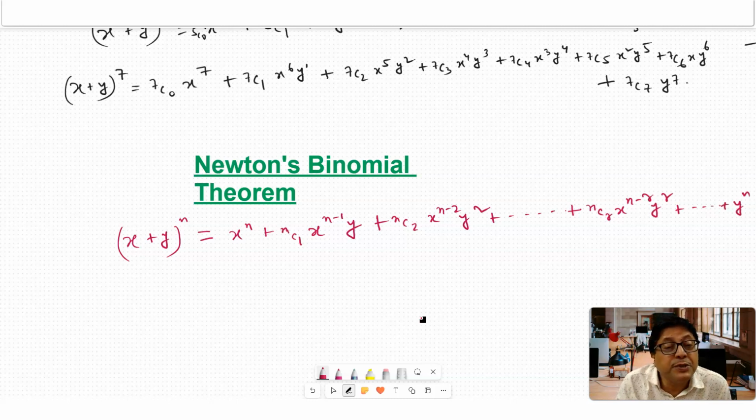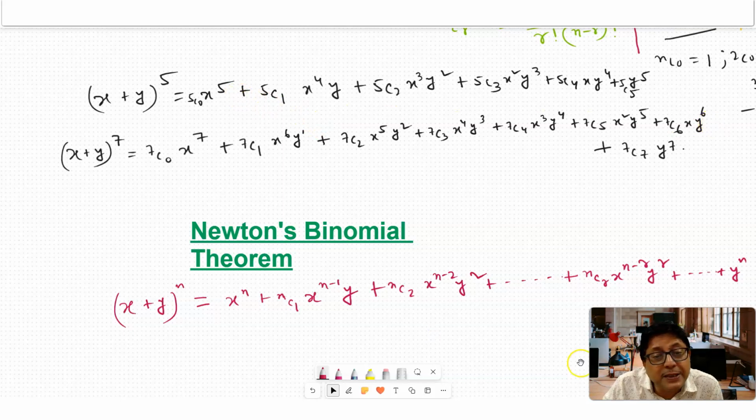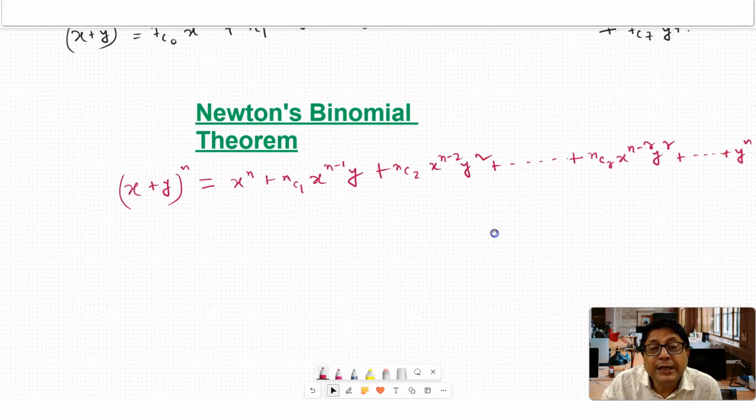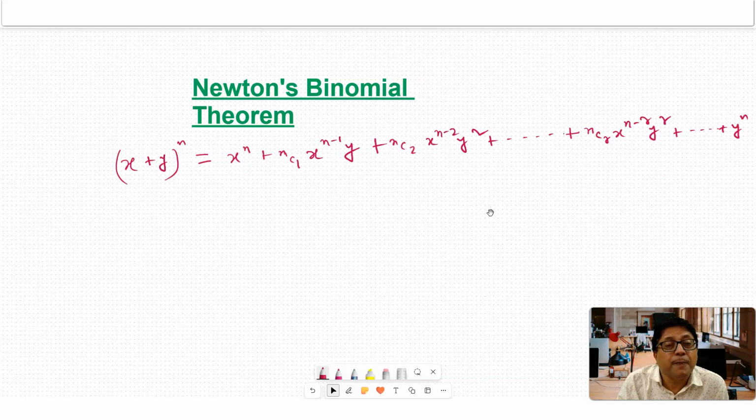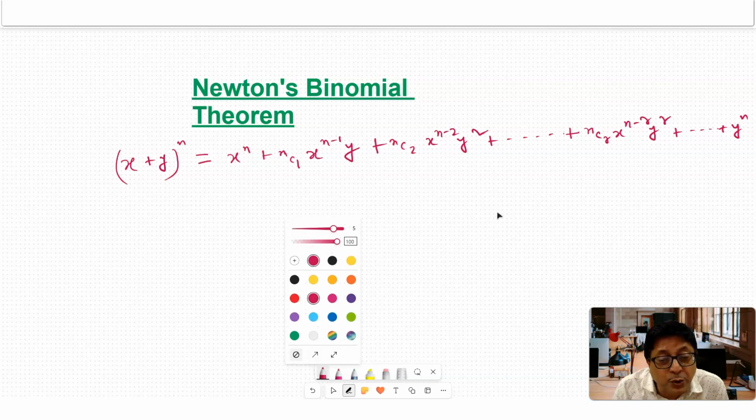Why am I not writing the coefficients of x to the power n and y to the power n? Because they are known as nC0, nCn. If you want to write, you write, otherwise you don't. This is the binomial theorem. Here, if you put n equal to 7, you will get this sum. If you put n equal to 5, you will get this expansion. All these expansions can be obtained by using Newton's binomial theorem. Okay, in this Newton's binomial theorem, we have defined another term which, I told you, is the representative of all the terms.